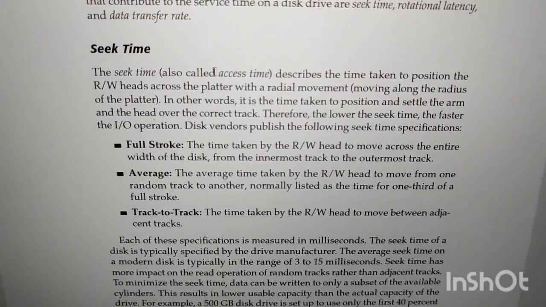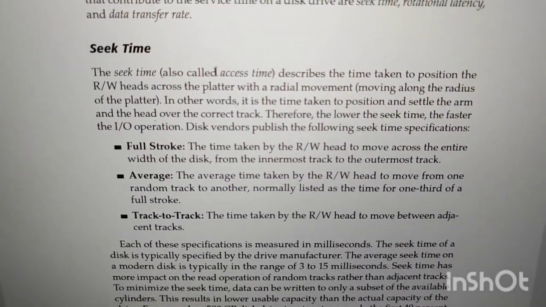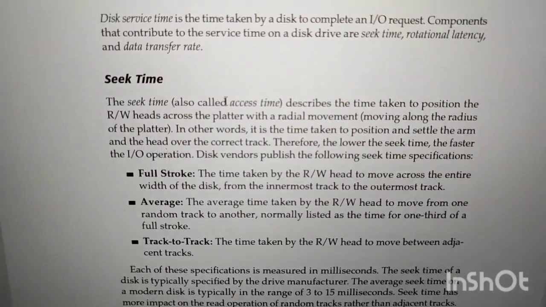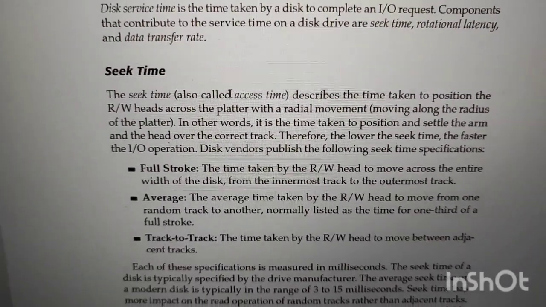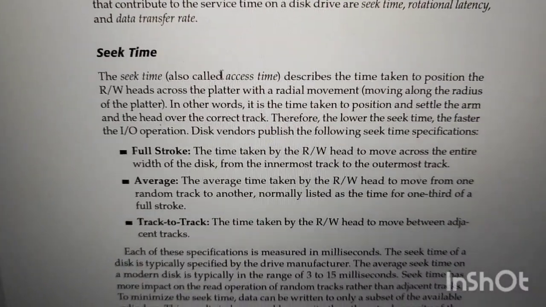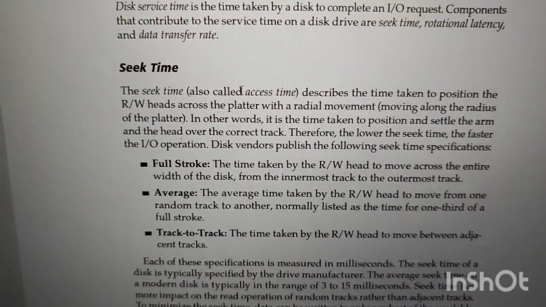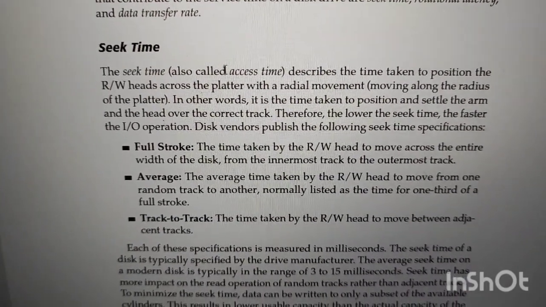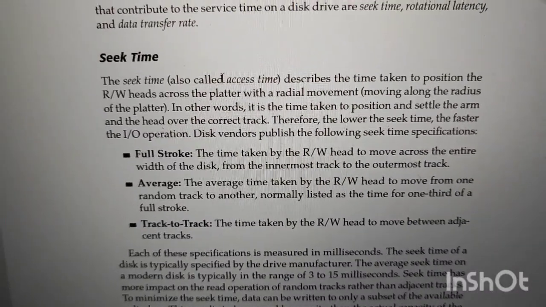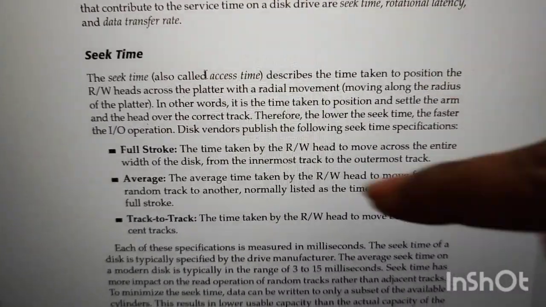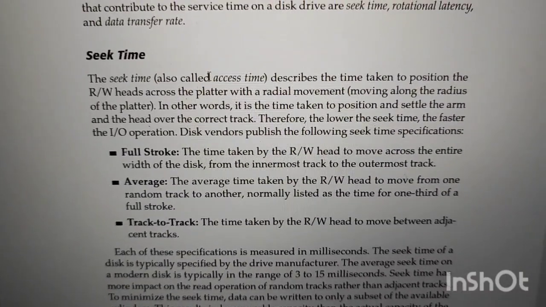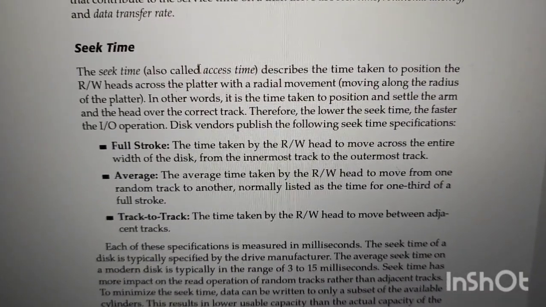Seek time is also called access time. It describes the time taken to position the read write head across the platter with a radial movement. In other words, it is the time taken to position and settle the arm near the head. When you are taking the head over, you have this rotational arm to be placed in between, when your platter is placed in between it, so that it can be read. The time taken to do that is called seek time.